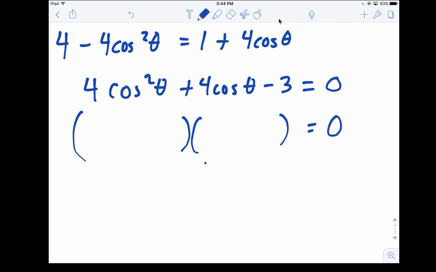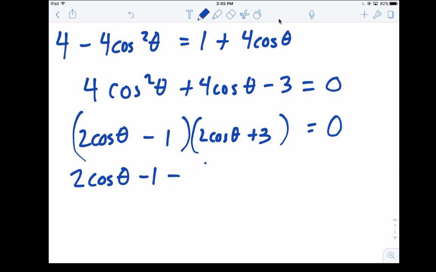Alright, I'm going to split up 4 cosine squared, make it 2 cosine times 2 cosine. Alright, and then I want to break up negative 3, make it 3 and 1. Okay, and I'm going to make this plus 3 minus 1. Okay, so when you multiply that out, it'll give you that plus 4 cosine in the middle there. So you got 2 cosine minus 1 equals 0, and then 2 cosine plus 3 is equal to 0.